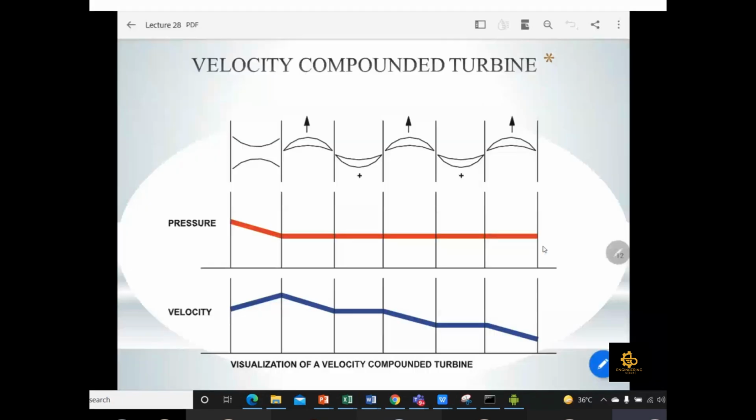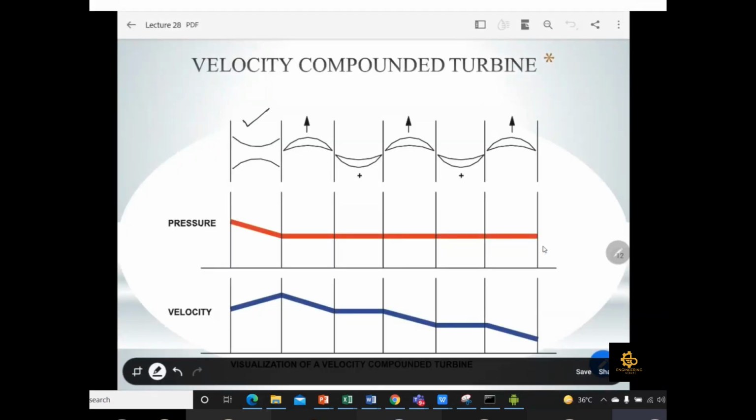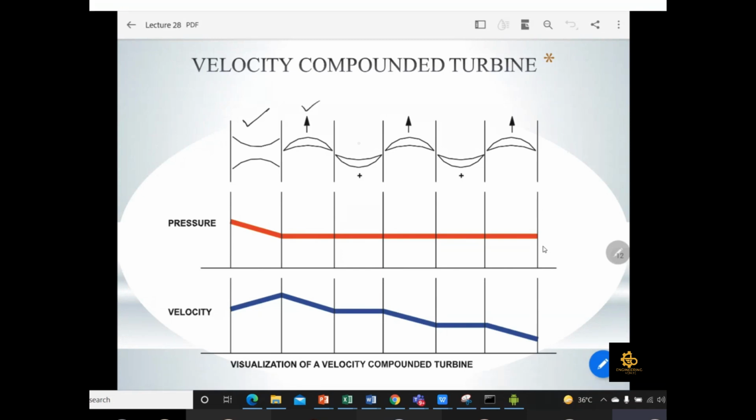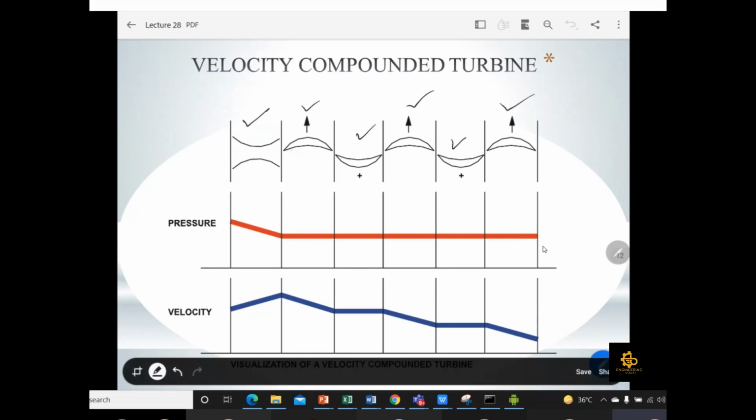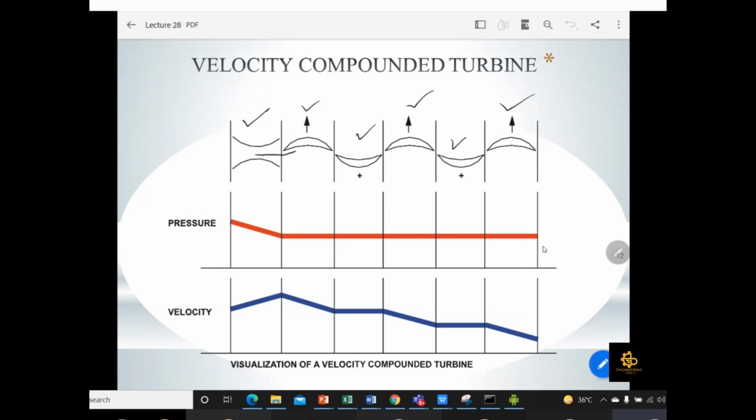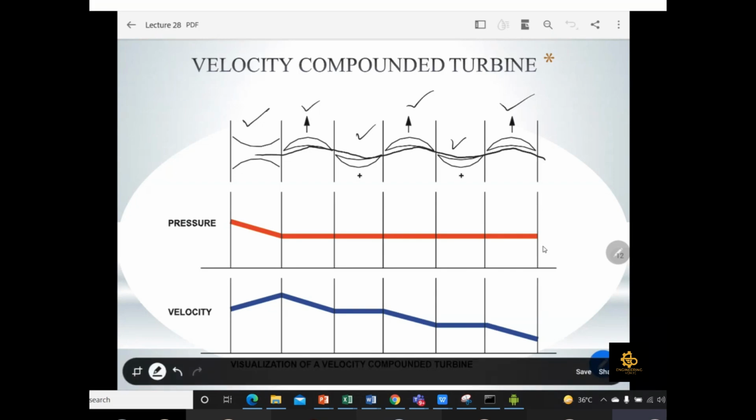If you can notice over there in the velocity compounding, we have the fixed nozzle, then we have the moving blade, then the fixed blade, moving blade, fixed blade, and moving blade. And you can notice the blade shape is the same for the fixed and the moving blade. The purpose of this fixed blade is just to redirect the flow. For example, the flow is coming in this direction, then it hits, and then again it will go back, so in this type the flow will be continued.